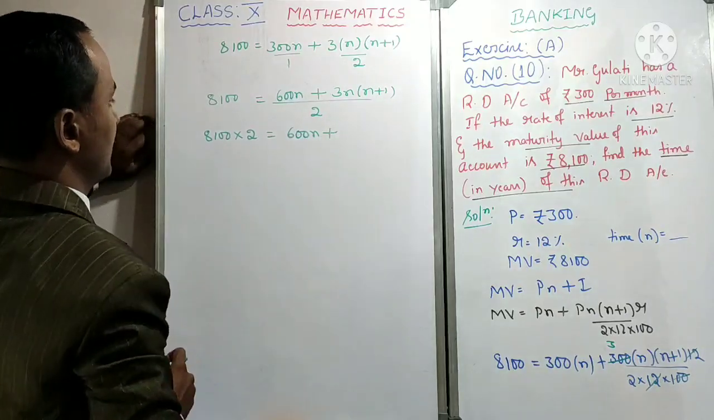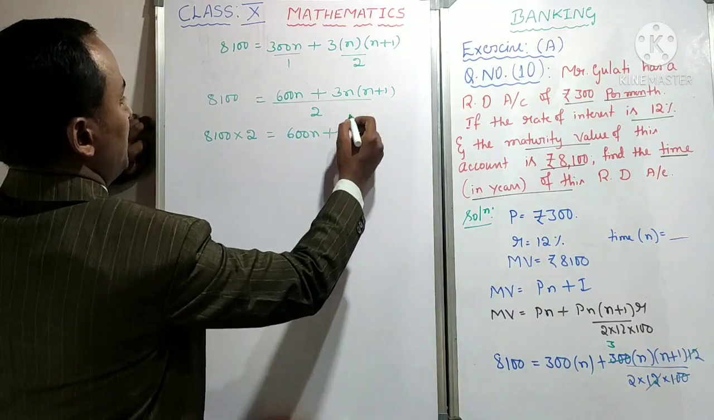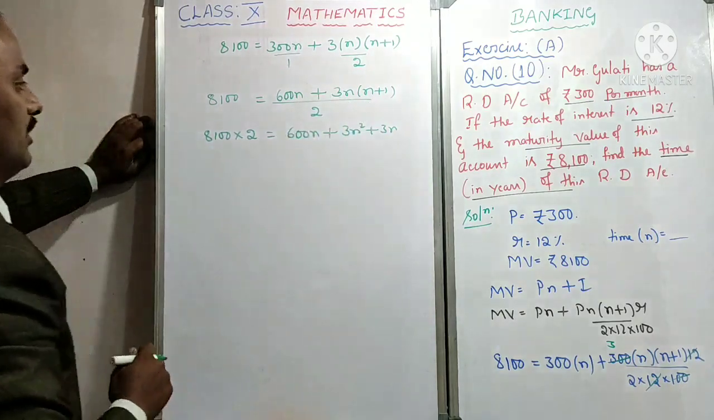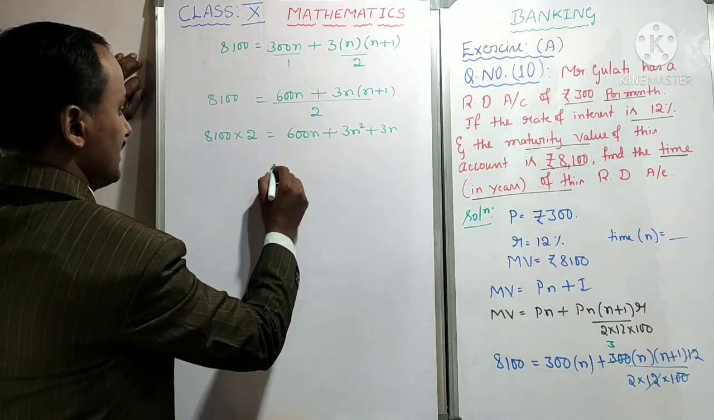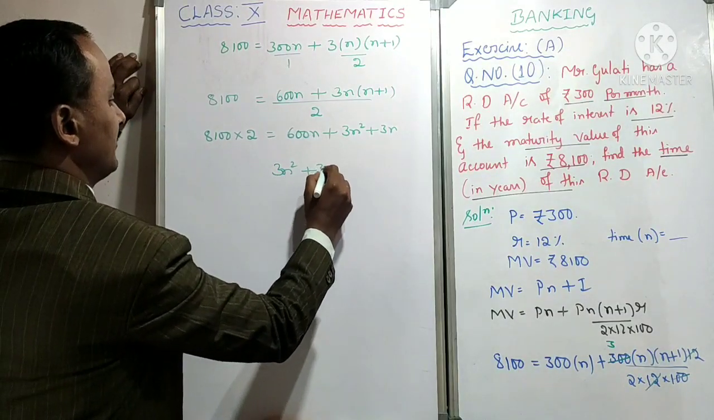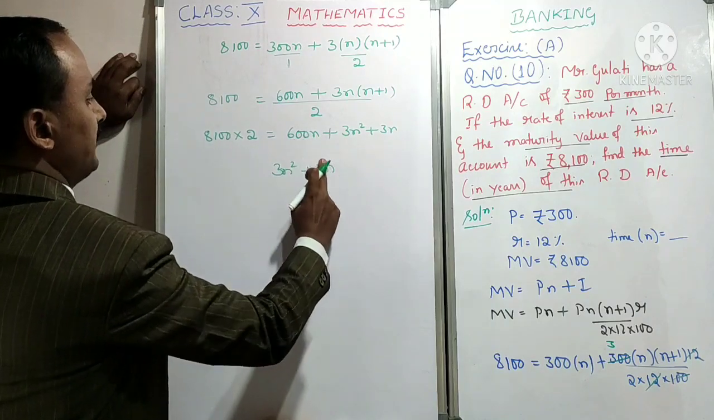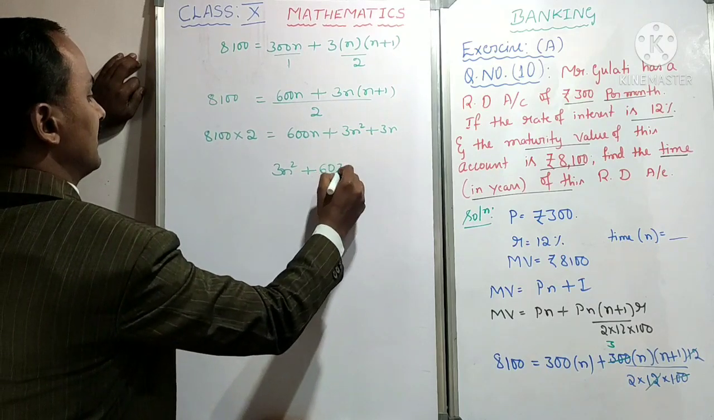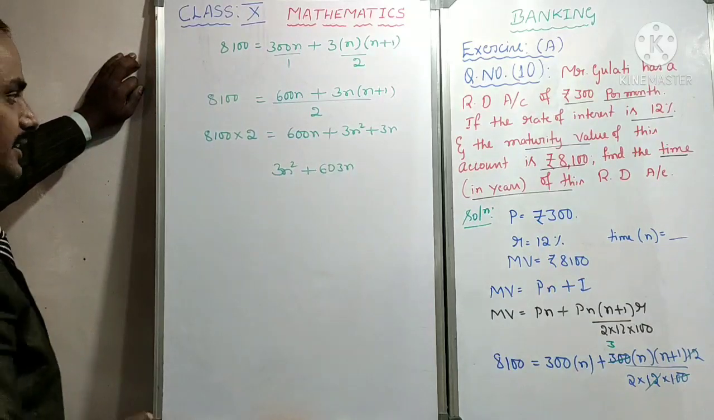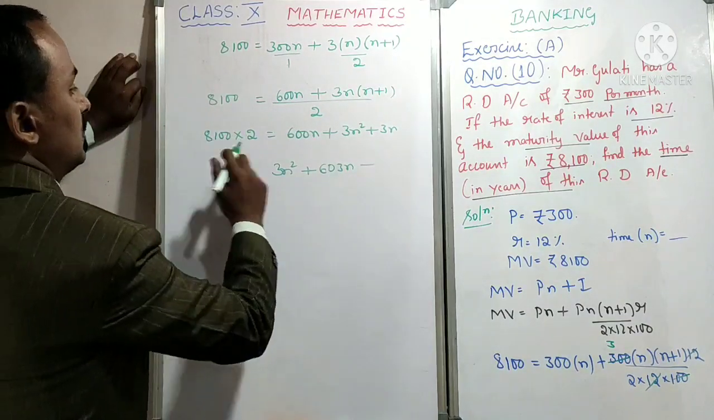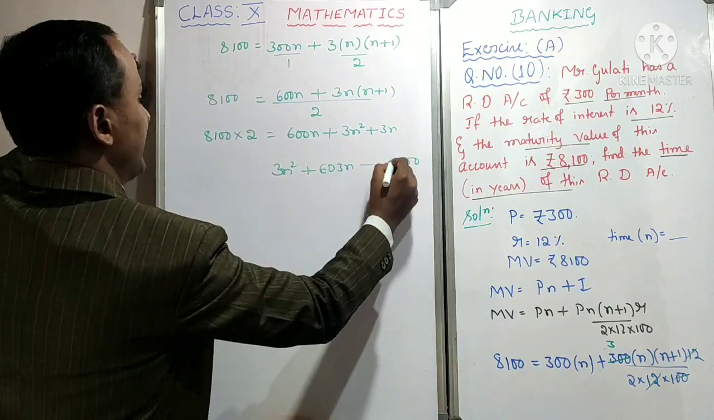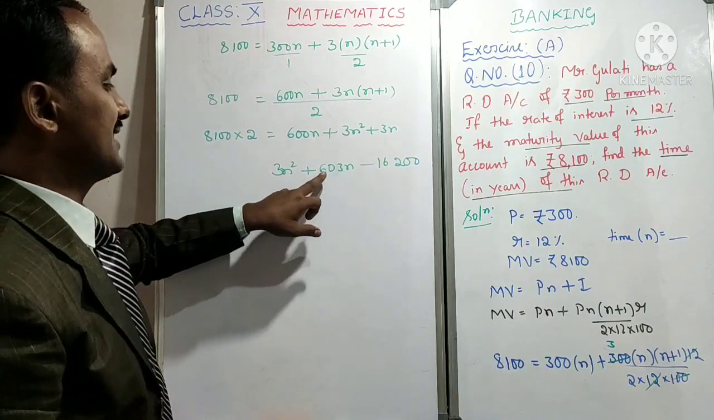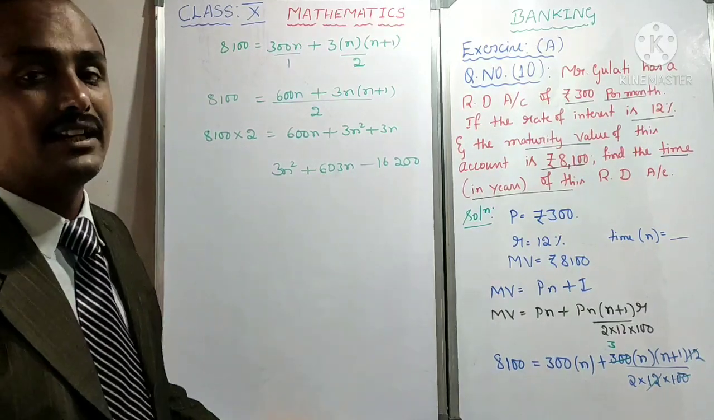Now I will remove the bracket. 3 into n into n is 3n square, plus 3n into 1 is 3n. Now simplification is very important. 3n square I will write here, plus 3n, then 3n and 600n become 603n. This comes to the right side, so it becomes negative. Then 2 zeros as it is, 2 ones are 2, 2 eights are 16. Now we got 3n square plus 603n minus 16,200.